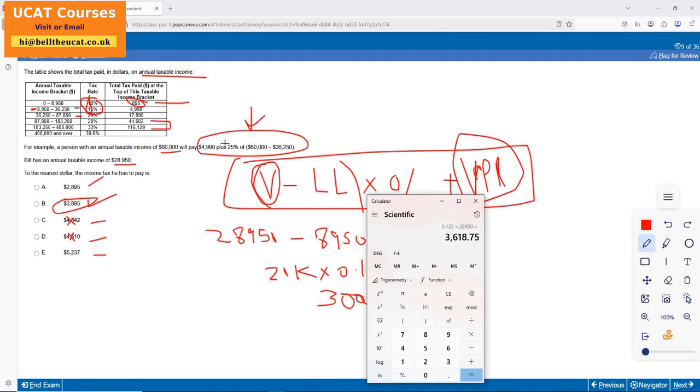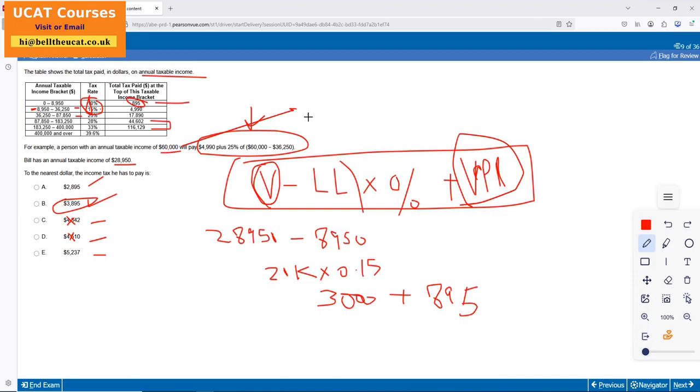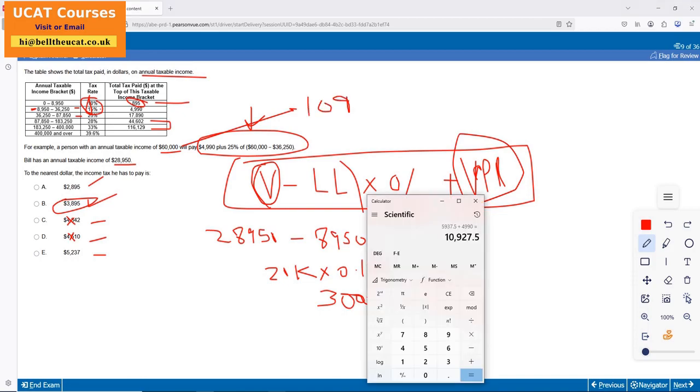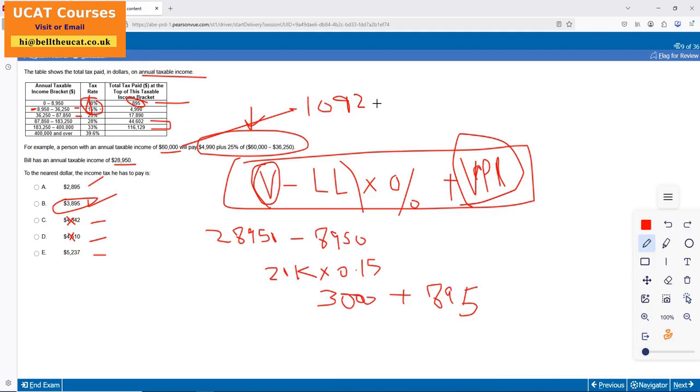Ready? Okay, if I were to do this calculation using the formula, value minus lower limit. So I have 60,000 minus, do I have 36,250, righty? Times 0.25 plus 4,990. Boom. So do I have my answer if I use 60,000? My official answer is 10,927.50. Right? Okay. Now let me see if I can use the shortcut to crack this tax question.